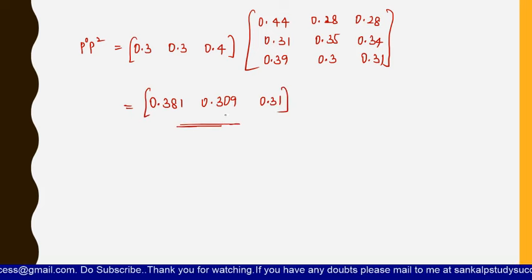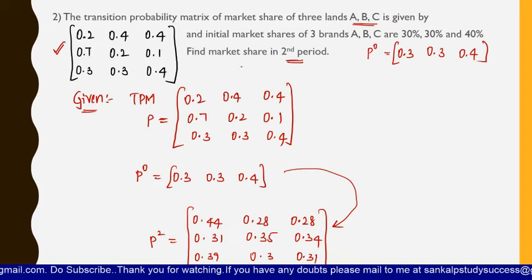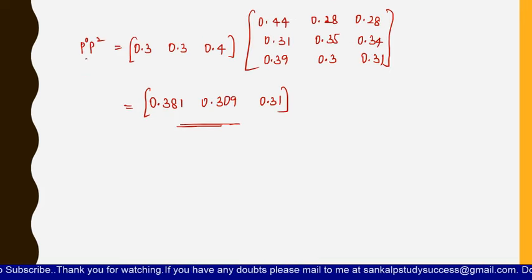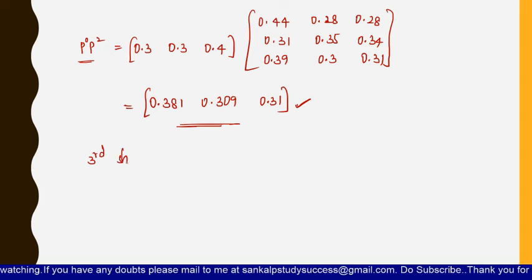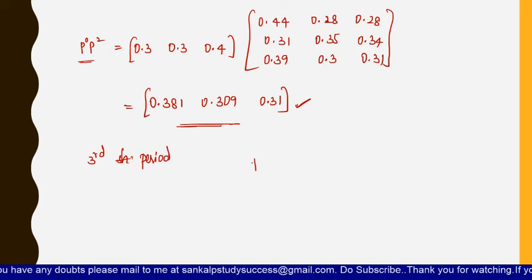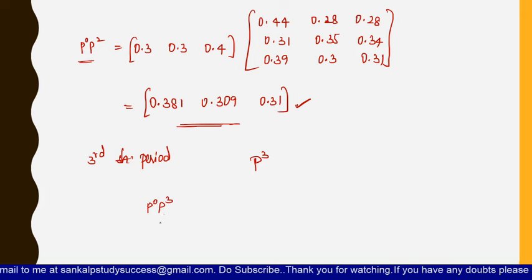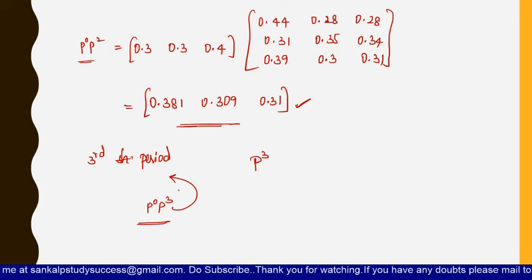So this is the probability of the market share in the second period. In the question we are given the second period, so it is P to the power of 0 and P square, and the market share in the second period is this much. If in case the question is given for the third period, then we are going to find P cube, because it is the third step transition probability. Then if you multiply the initial probability with P cube, you will get the market share in the third period.